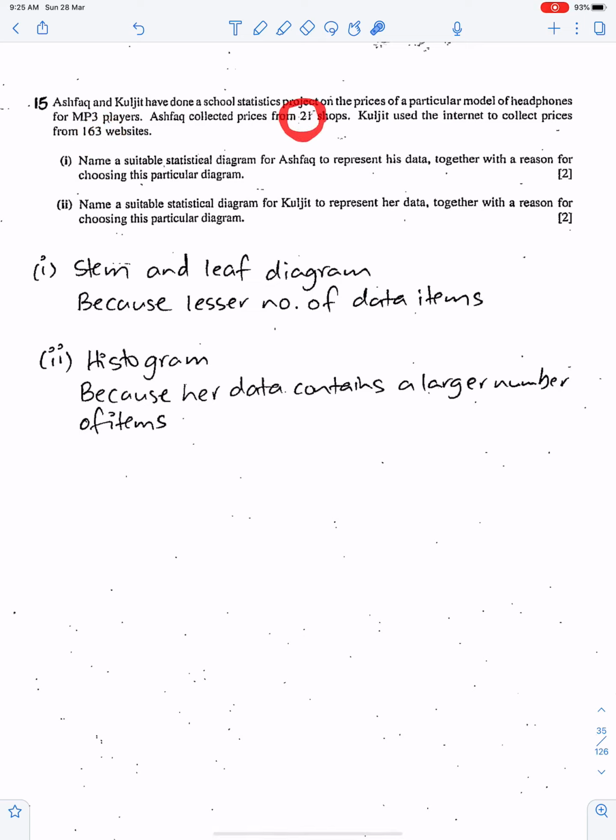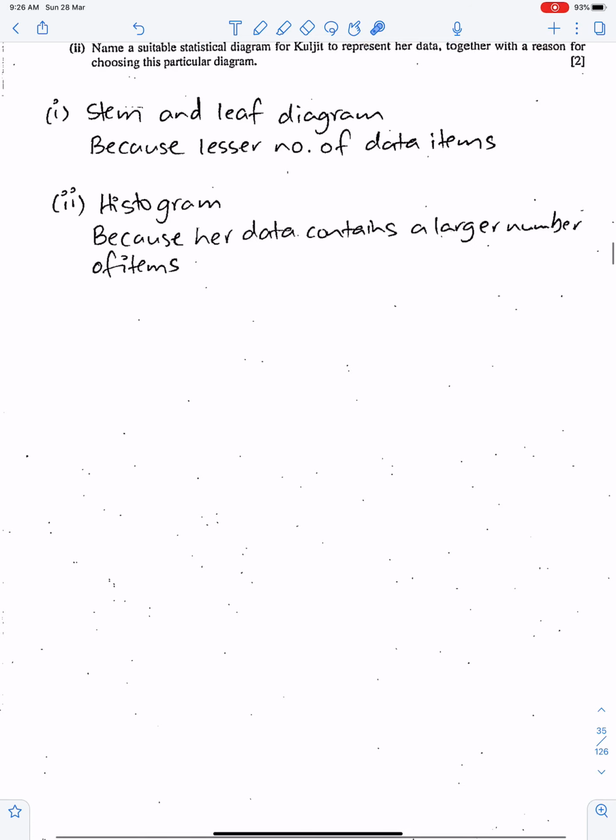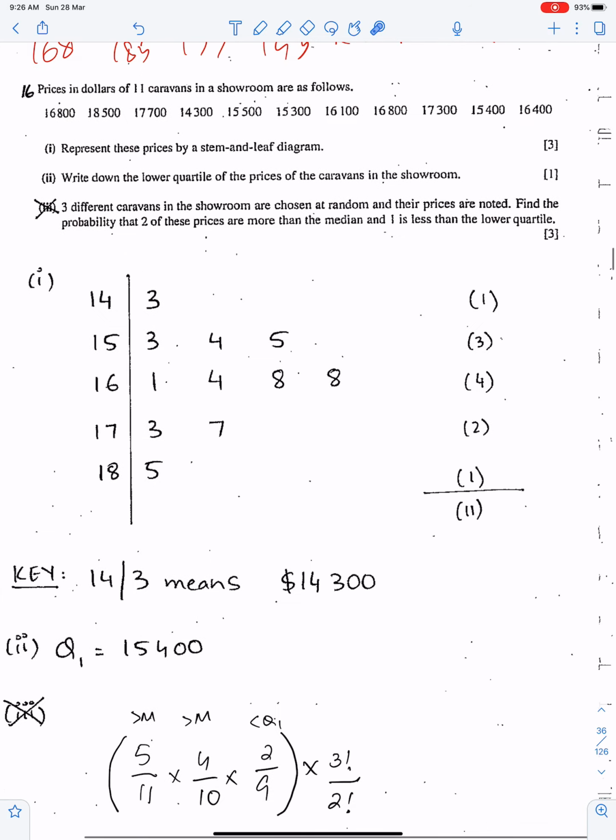For ungrouped data, the suitable diagram is stem plot and box plot. And for this data, since this is group data, large data, the suitable diagram would be histogram or cumulative frequency. Name a suitable statistical diagram for Ashfaq. Stem and leaf diagram, because lesser number of data items. Or you can even write box plot because of lesser number of items. Histogram, because her data contains a large number of items. You can even write cumulative frequency graph instead of histogram. You can write any one from both.